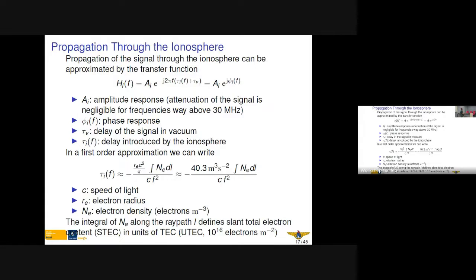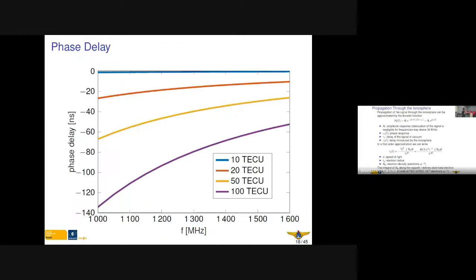And the integral of N_e along the ray path is what's called the slant TEC, because it is along the ray path, in units of TECU, and this is 10 to the 16th electrons per square meter. So this T_i we can calculate, it's dependent on the frequency, but also on the STEC, so the slant total electron content.